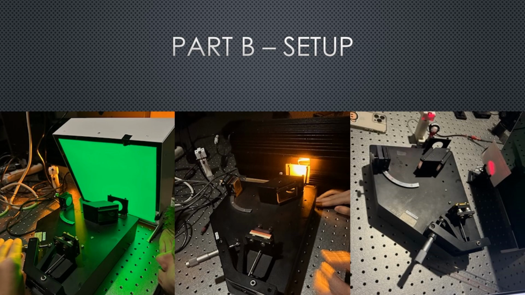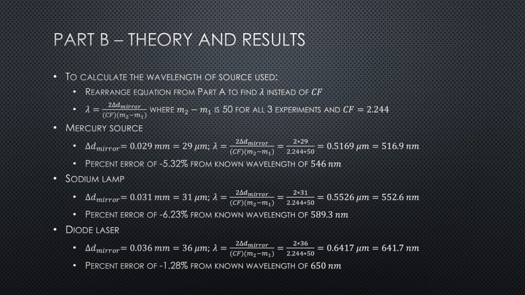Part B theory and results. We can rearrange the equation from part A to find lambda instead of the calibration factor. We find that lambda equals 2 delta D mirror over CF times M2 minus M1, where M2 minus M1 is the 50 fringes that we counted, and our calibration factor is 2.244 for all 3 experiments.